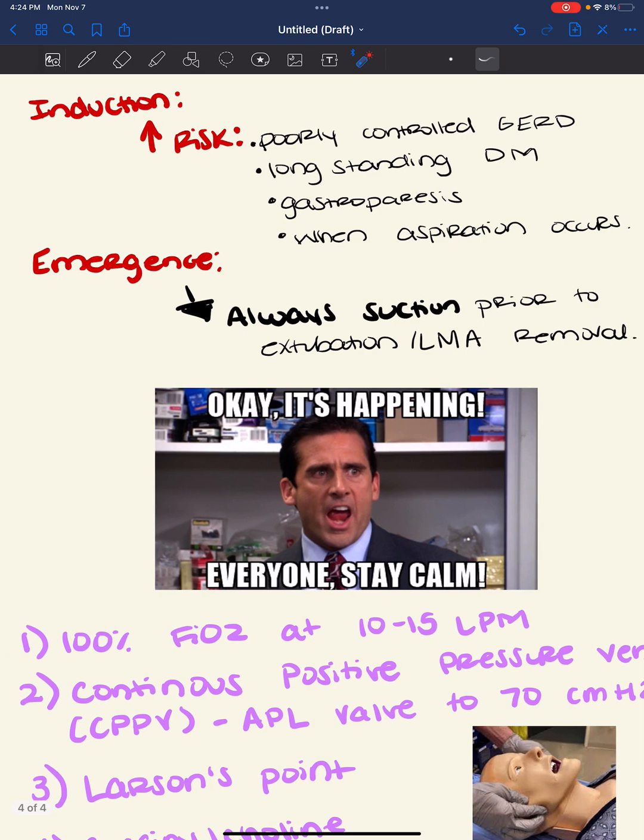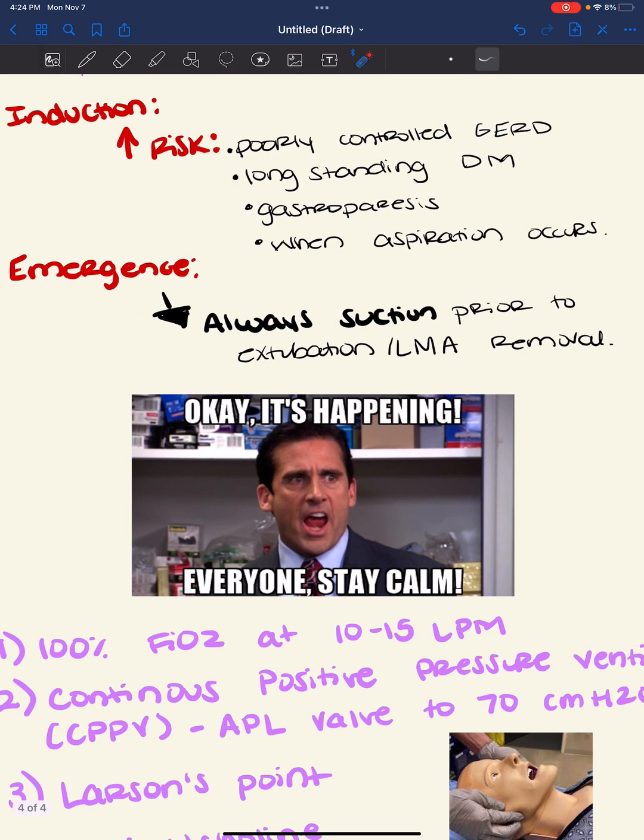And for emergence, another high risk. Just remember, whenever our patients are under anesthesia, they don't have the ability to swallow the saliva. So it's always important whenever you extubate or whenever you remove the LMA that the most important thing you need to do is suction, because they're going to have that saliva just sitting there. As soon as you deflate the cuff, they're going to be at an increased risk of laryngeal spasm.